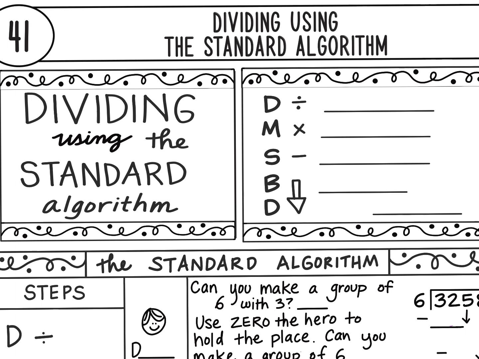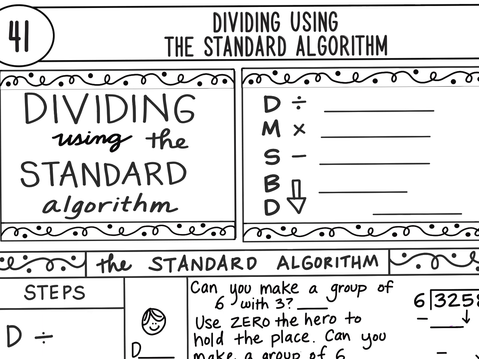Today we are just reviewing the standard algorithm for dividing whole numbers. So we're only using one divisor. You'll notice that we have 4 digits in the dividend, but we're dividing only by one number.